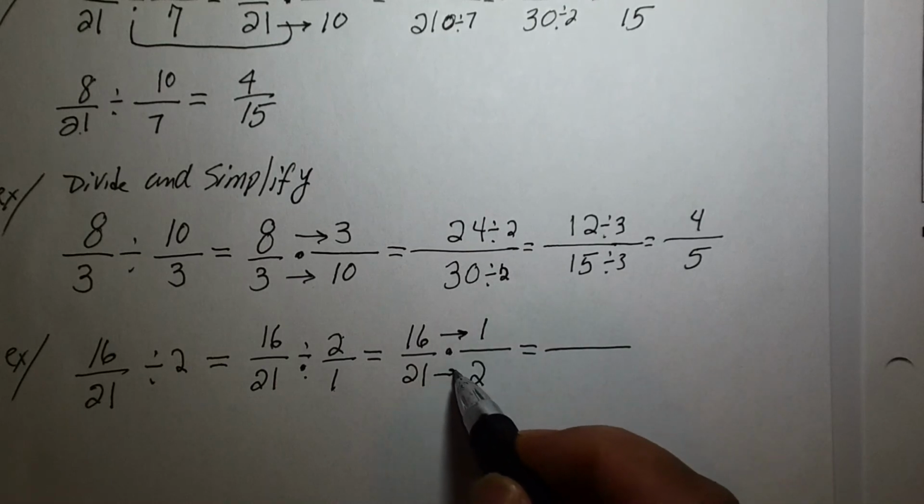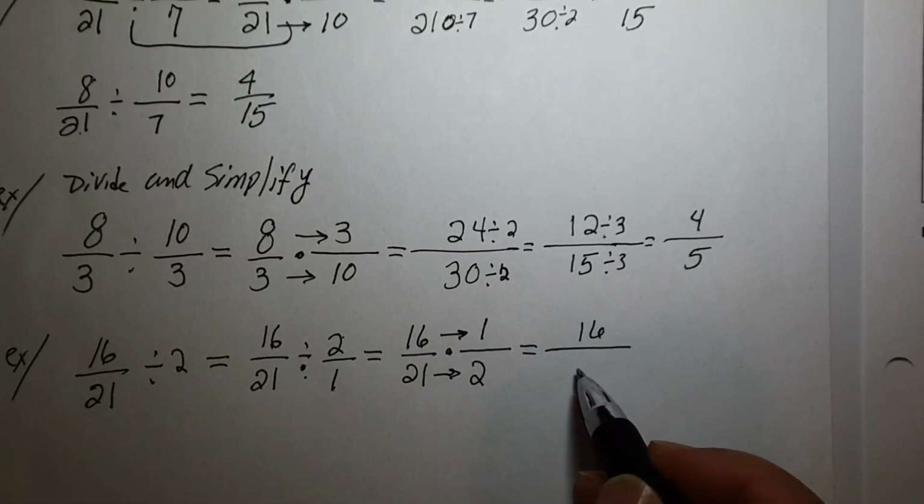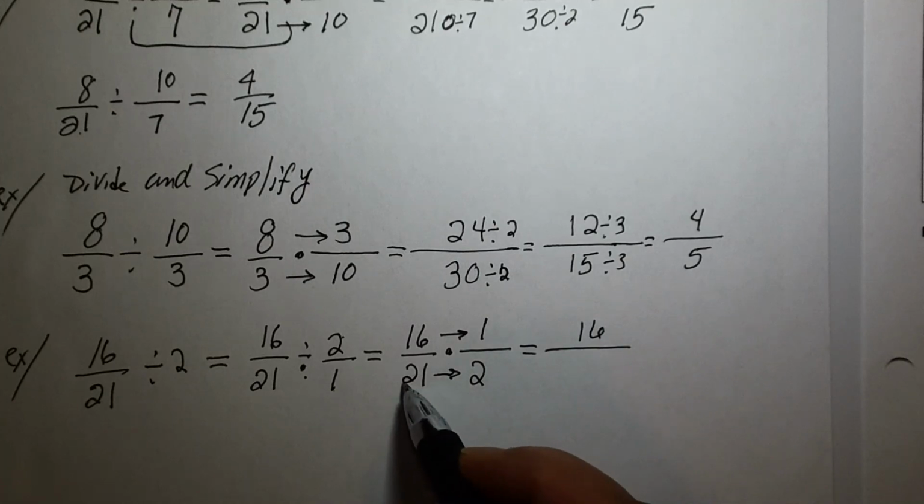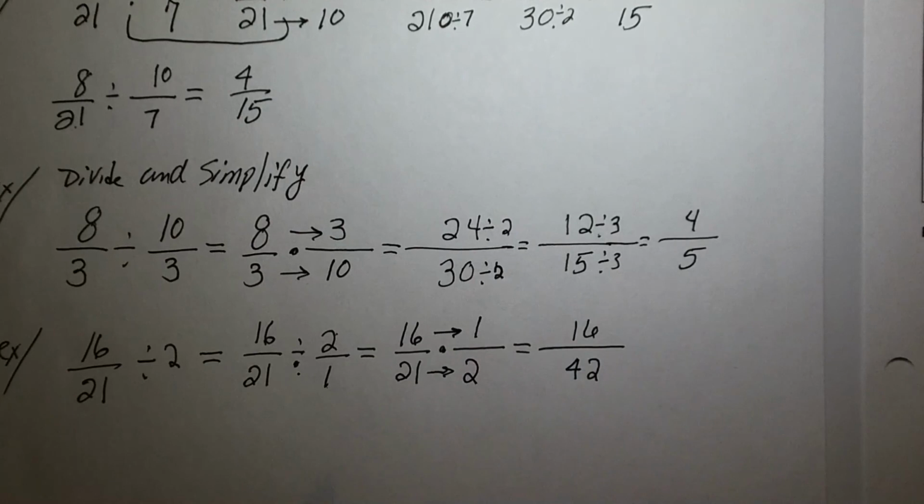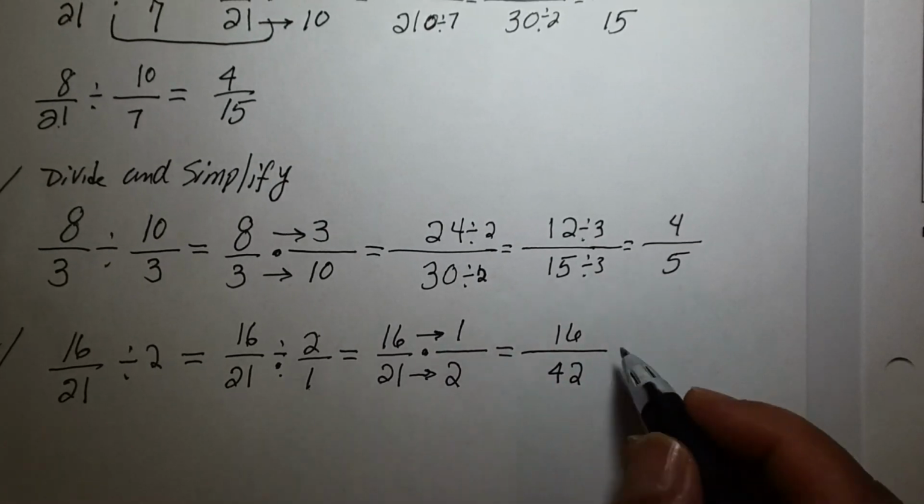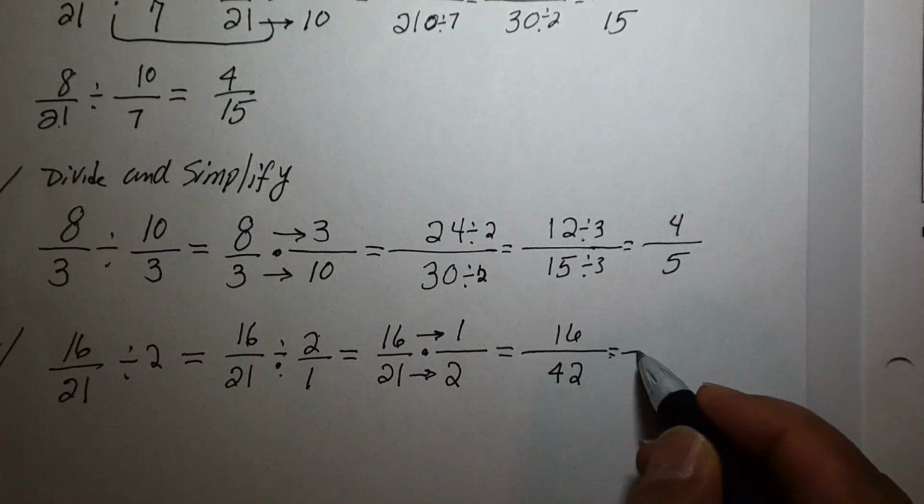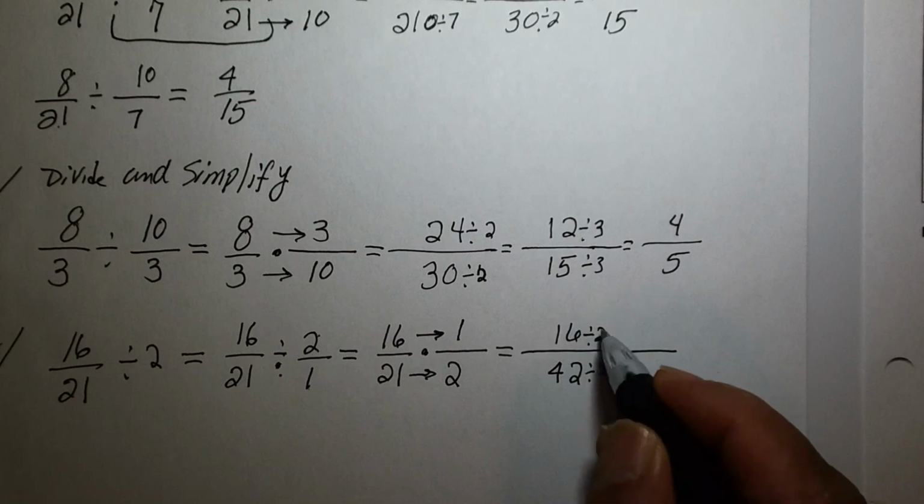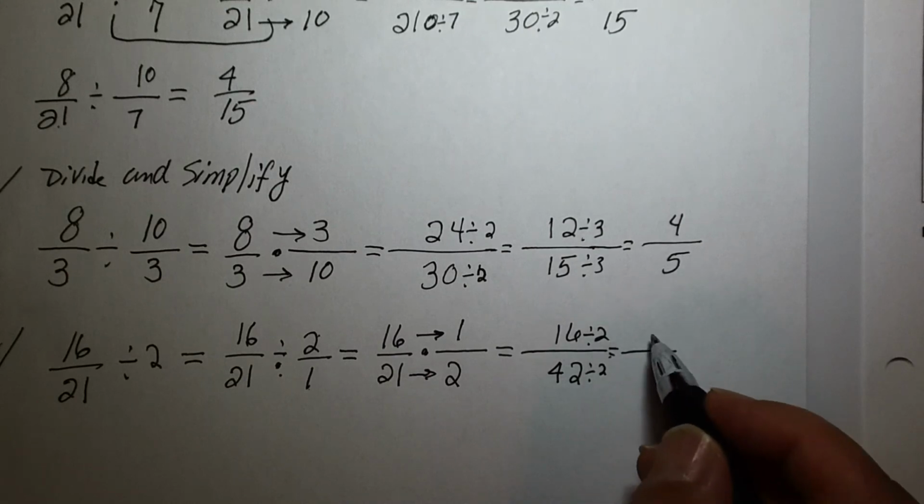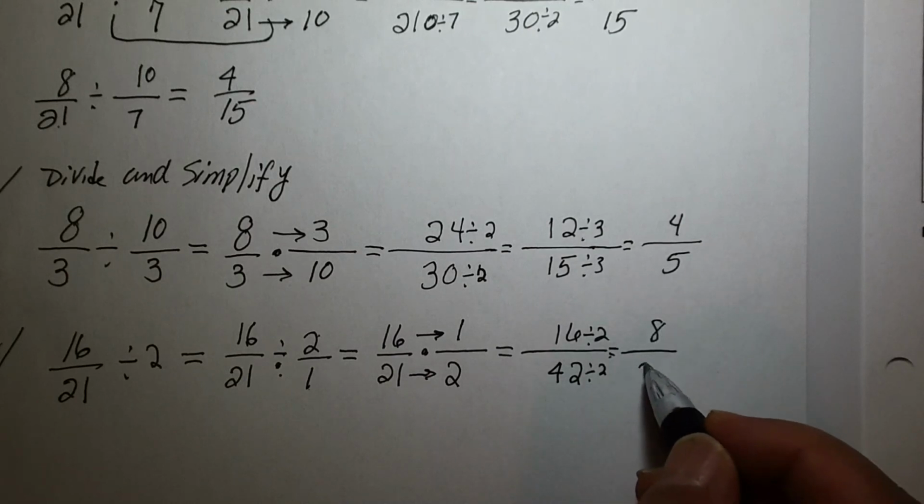Multiplication straight across. 16 divided by 21 times 2 is 42. If we reduce both of these numbers by 2, we get 8 over 21.